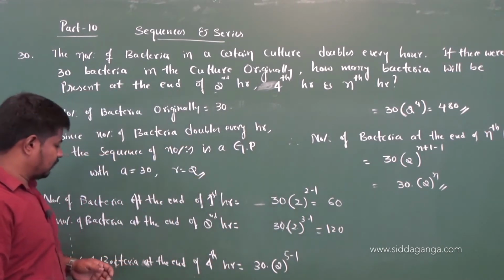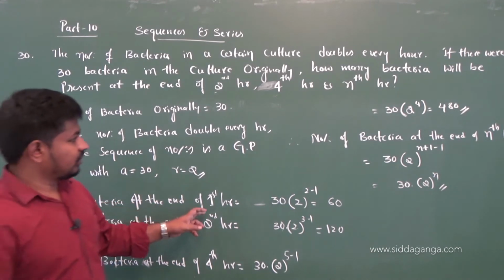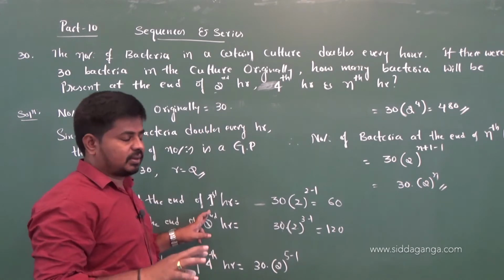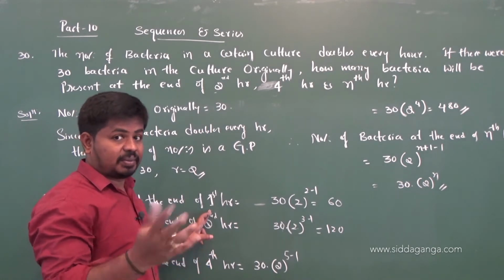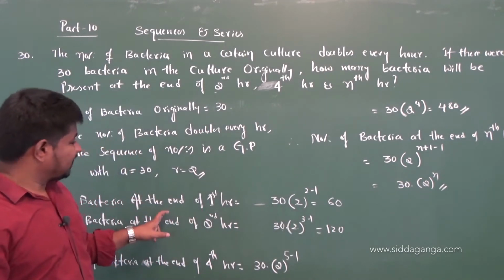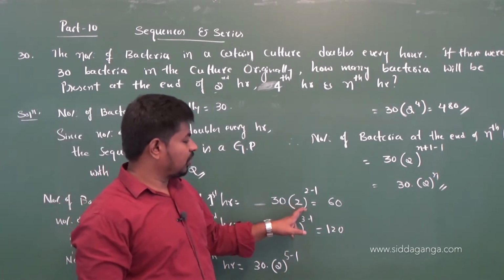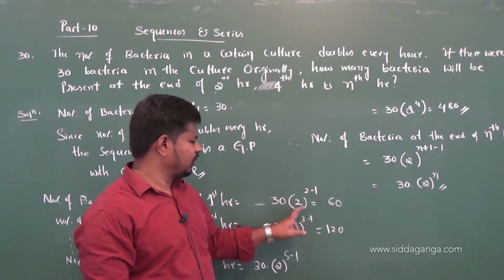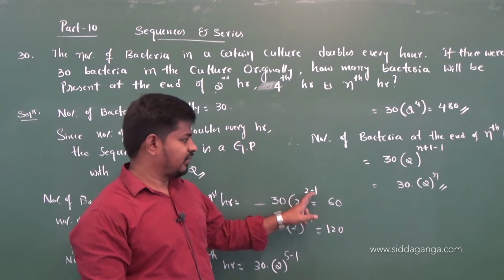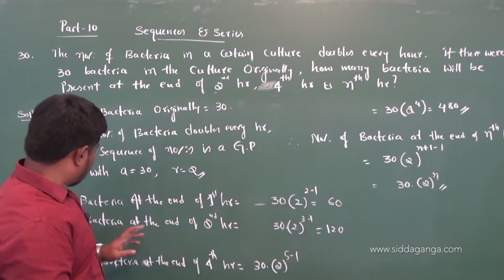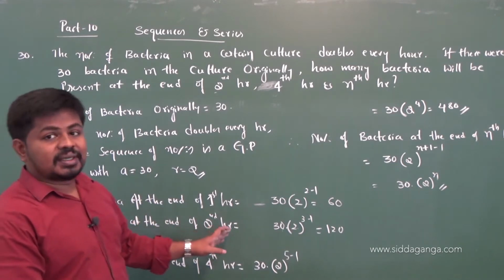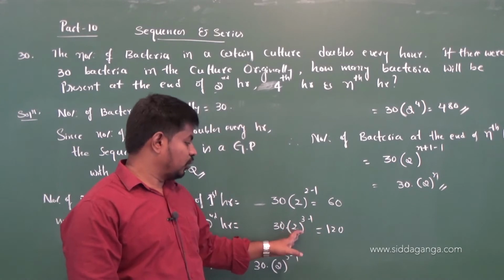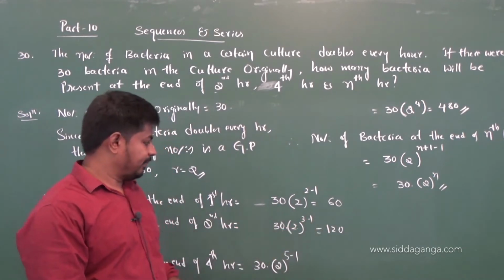R can write like this, number of bacteria at the end of first hour. So in the beginning, if it is 30, at the end of second hour it becomes 60, doubles. So that is the second term, no? So I am going to write 30 into 2 power of 2 minus 1, second term, 2 minus 1. Or you can write 30 into 2 power of 1, okay, first hour. At the end of second hour, it becomes third term. So I am going to write 30 into 2 power of 3 minus 1, so 120.